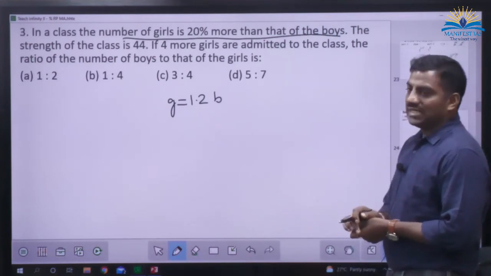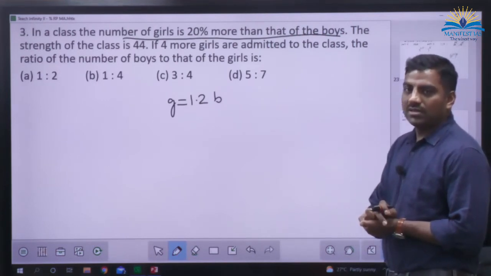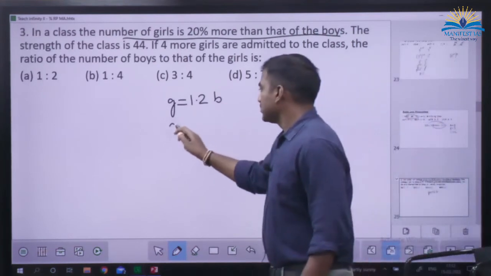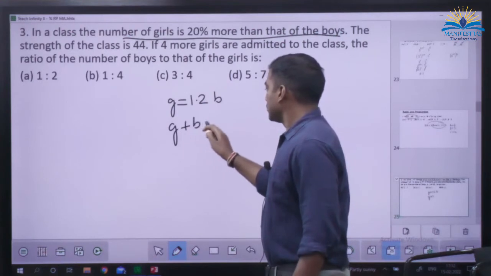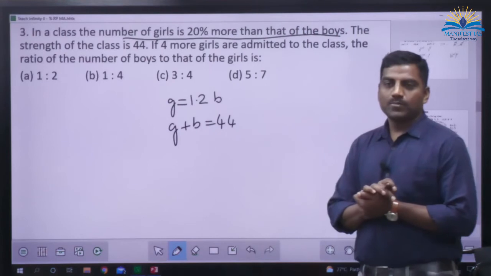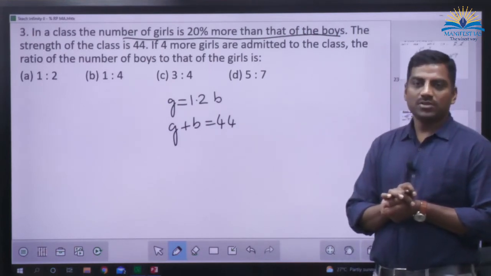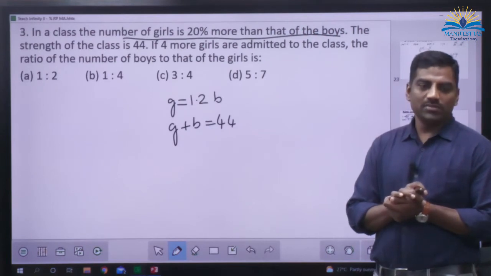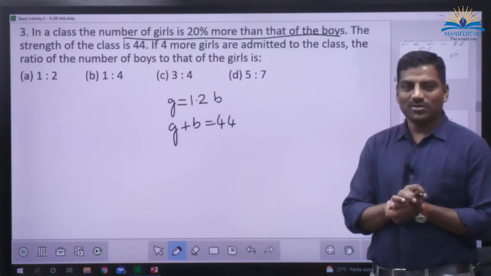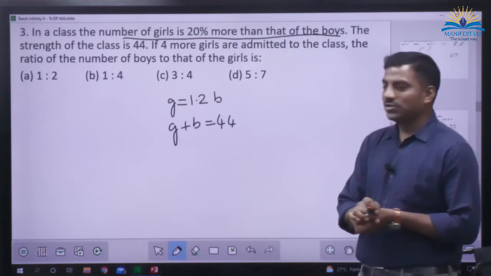The strength of the class is 44. Give me the equation for that. G plus B is equal to? How many equations do we have? 2 equations. How many variables are there? Can we solve? 2 equations and 2 variables. Then solve. You can also solve. It is not always me.